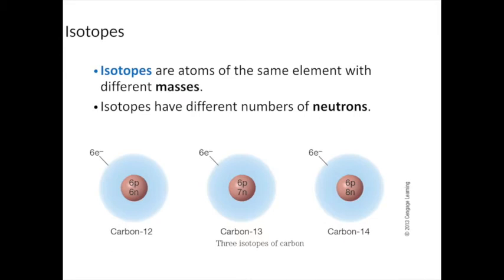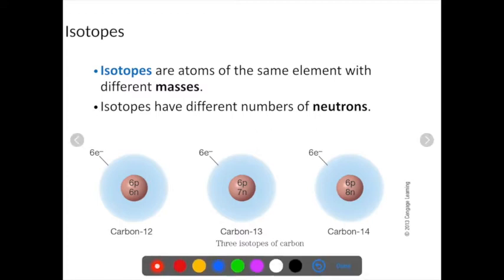Each element has isotopes. Isotopes have the same number of protons, but they have different masses. Remember, what makes it that element is the number of protons, so that's never going to change. Carbon is always going to have 6 protons. That's what makes it carbon. But they can have different mass numbers. If their mass numbers are different, then it's the neutrons that are different between each isotope.